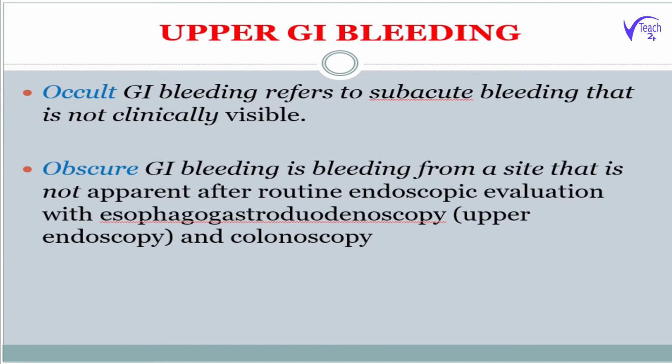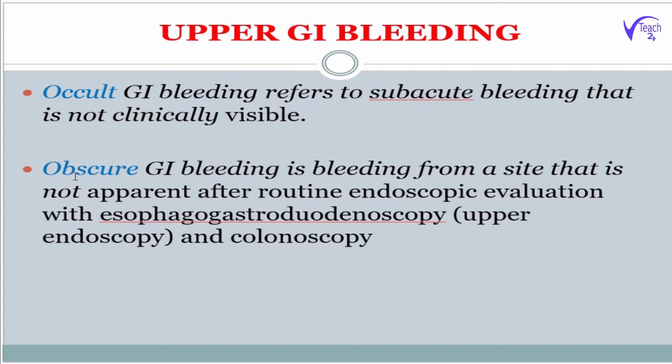Now we come to what is occult and what is obscure. Occult is a GI bleeding that refers to a subacute bleeding that is not clinically visible, that the one who is having that bleeding is not able to pick up. Means he is not having hematemesis, hematochezia or melena, but blood is being lost, and that can be tested by fecal occult blood testing, the FOB test.